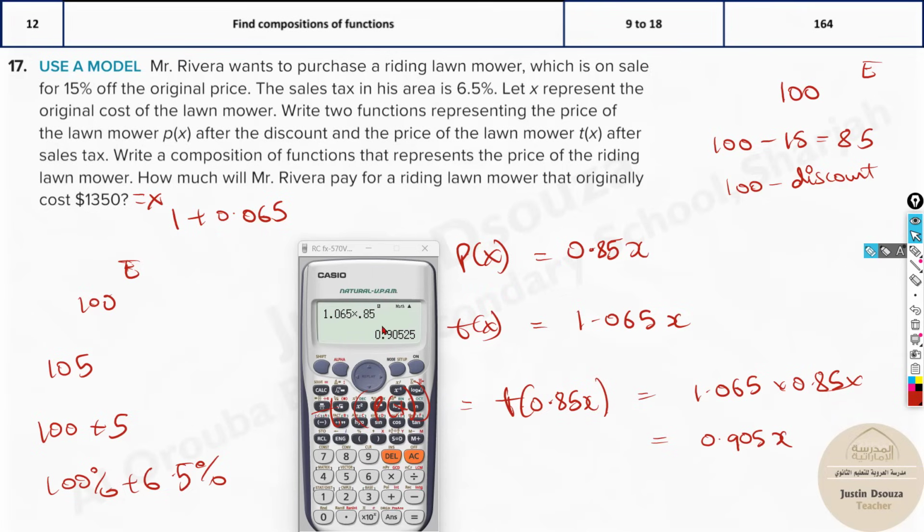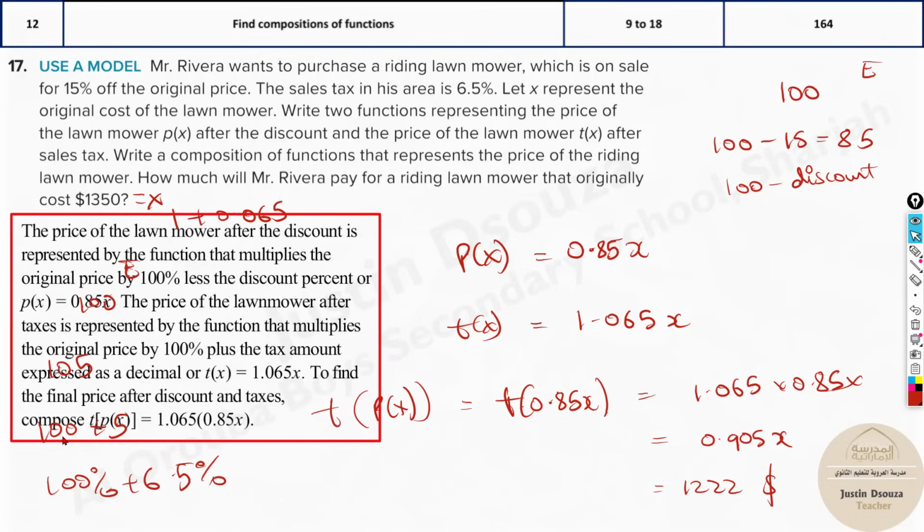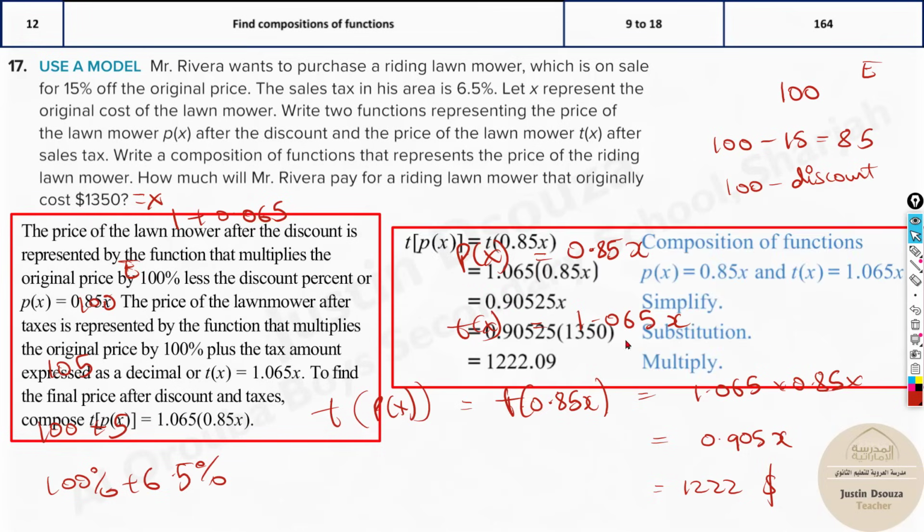Okay. Now here what you do is just multiply whatever you got with the X. What was the X value they have given? The original 1350, and now the answer is $1,222. So your lawnmower with the discount and after tax will be 1,222 point something dollars. So this would be the final answer. You can see here, this is what we have done as well.